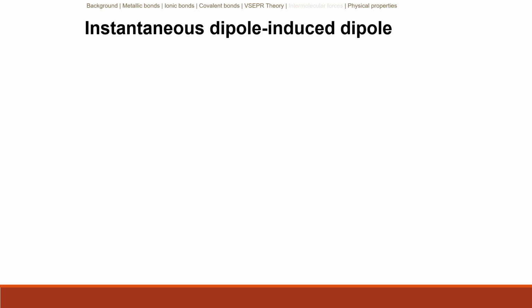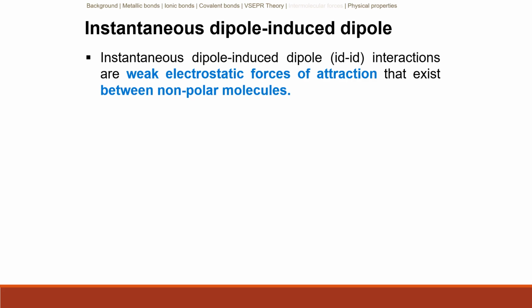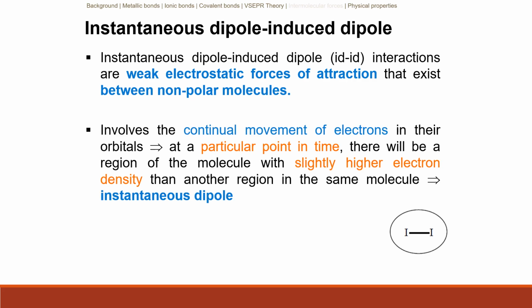The second intermolecular force of attraction is known as instantaneous dipole-induced dipole, in short ID-ID interactions. These are weak electrostatic forces of attraction that exist between non-polar molecules. Something worth looking at in more detail is how ID-ID interactions form. Usually, the electron cloud of a non-polar I2 molecule exists like a perfect oval, showing the equal distribution of electrons.